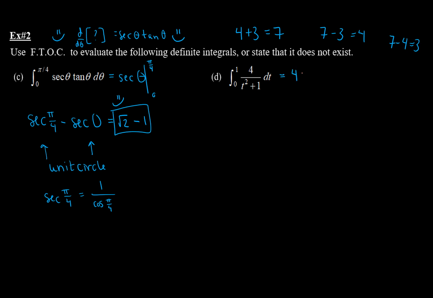This one might not look like what you're looking for unless you move the 4 outside. All right. I'll give you a second to think about it. Remember, the derivative, with respect to t, you're saying to yourself, the derivative of what gives me 1 over t squared plus 1? What's that rule? What derivative gives me 1 over the t squared plus 1?